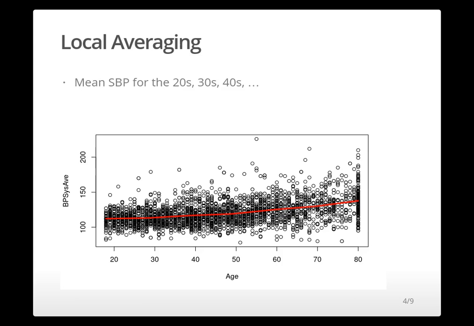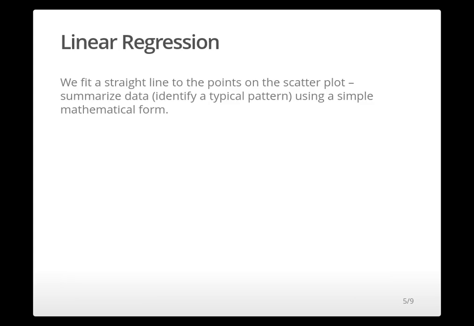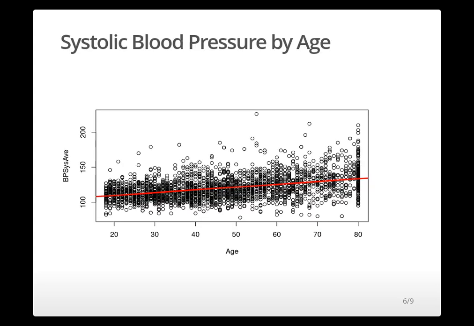The red line may appear quite flat, but it is mainly because the vertical axis ranges very widely from 78 to 226, because there are a few outliers whose blood pressure is above 200. Actually, the key concept of simple linear regression is that we fit a straight line to the points in a scatter plot. By doing so, we summarize the data, or identify a typical pattern in the data, using a simple mathematical form. This is a straight line that was fitted to the data points using linear regression.